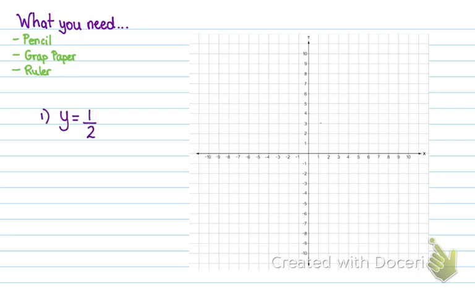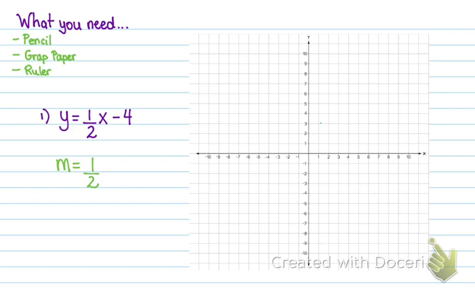So here's the first example we have. Y equals 1 over 2x minus 4. The number in front of the x tells you the slope. So the first thing we want to do is identify the slope. Again, that's the number in front of the x, the coefficient. And in this case, it's 1 over 2.